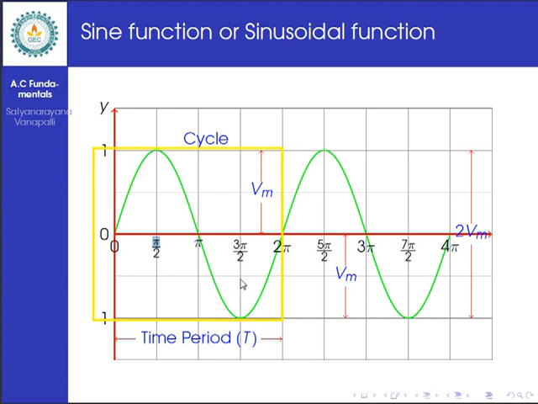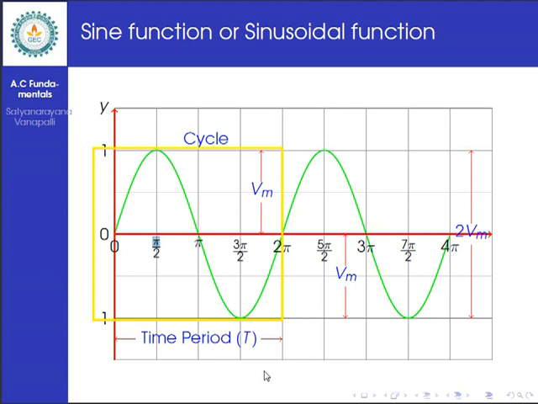Similarly, at theta equal to 3 pi by 2, the sine function value is minus 1. Its value is getting repeated at 7 pi by 2. Now, 5 pi by 2 can be written as pi by 2 plus 2 pi, and 7 pi by 2 can be written as 3 pi by 2 plus 2 pi.